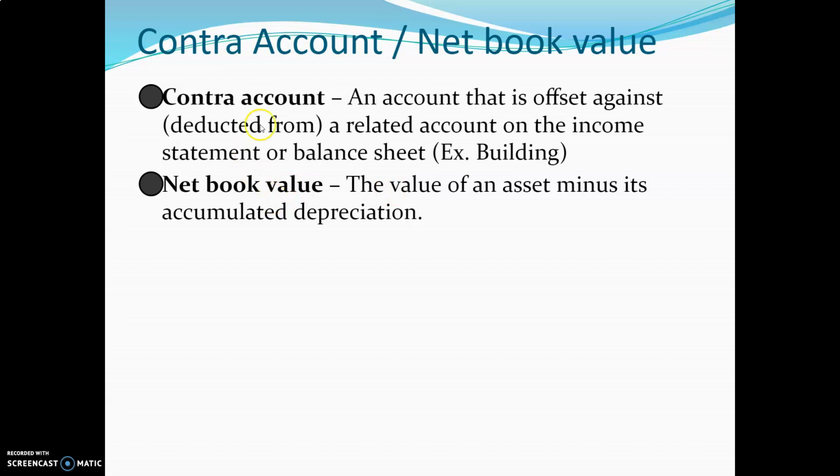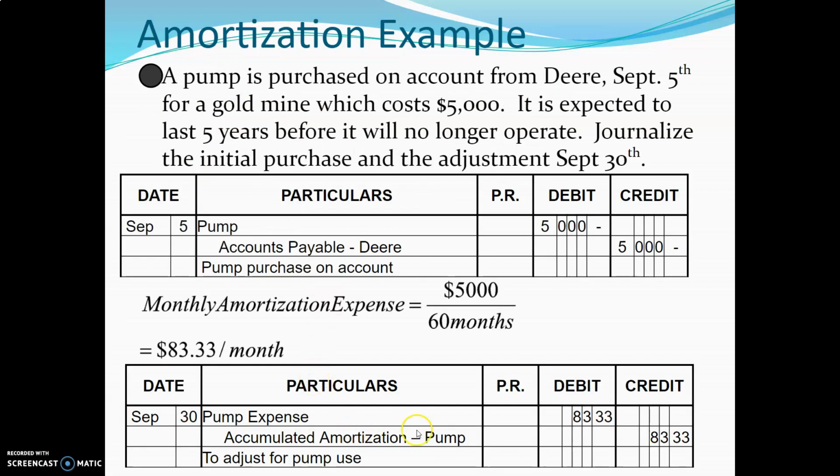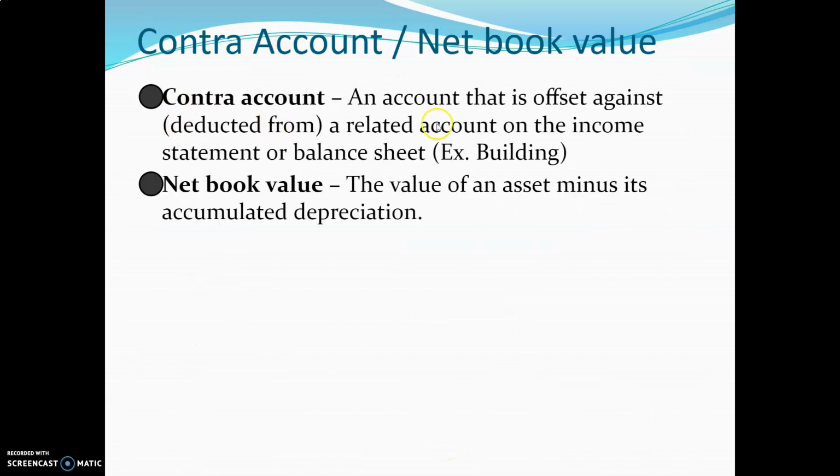So like I said, contra account, what exactly is it? Just a quick review. It's an account that is offset against or deducted from a related account on the income statement or balance sheet. So it's the opposite side. So when I talk about an asset, the contra account to this asset, that pump, would have been the accumulated depreciation of that pump. And it is considered to be a credit balance. That's why it's a contra. It's on the opposite side. And the net book value is the value of the asset minus its accumulated depreciation.